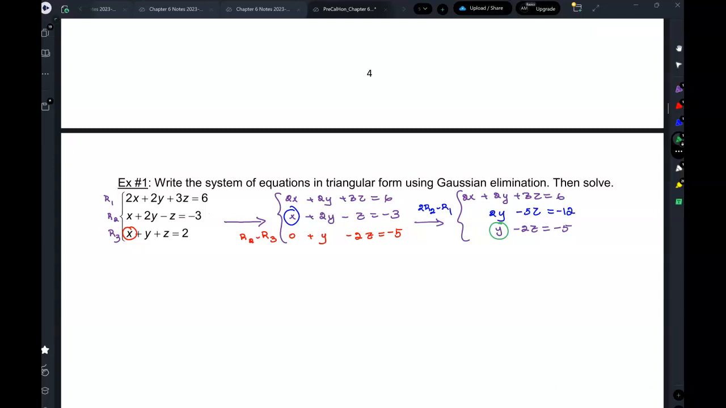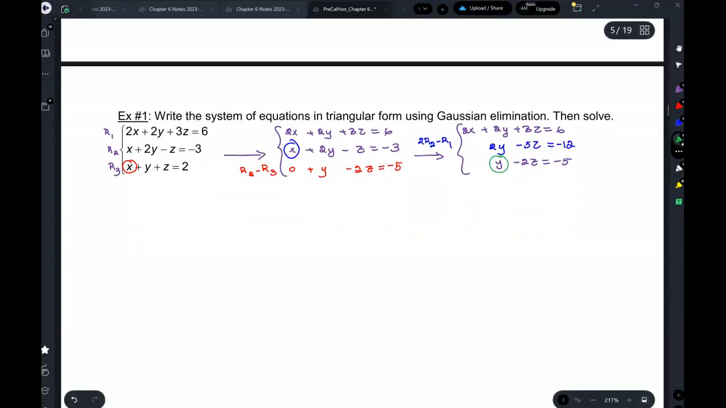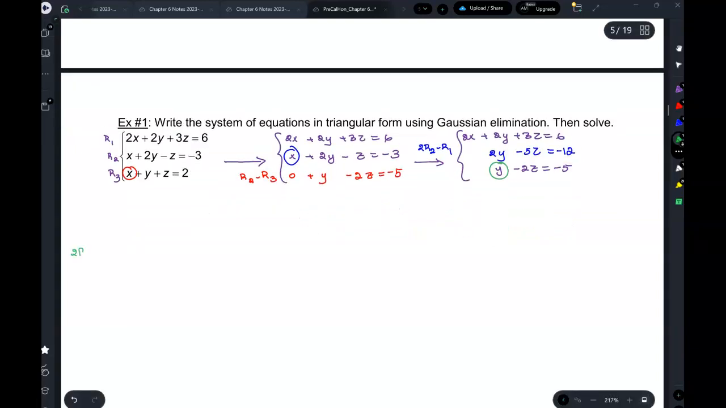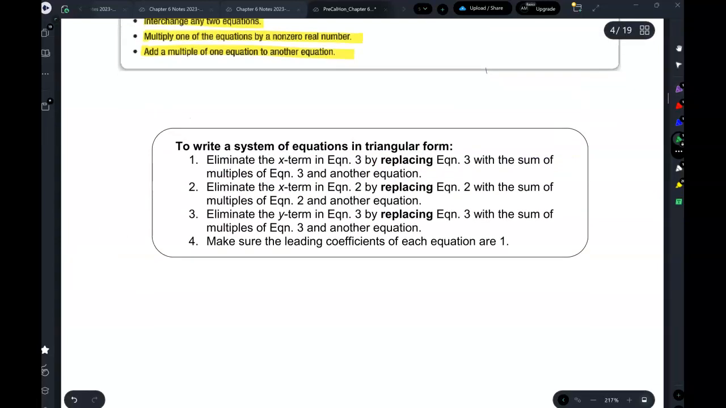Now, if I combine this third row with the first row, that won't work because I will be reintroducing an x term here. So the best thing to do is to combine the second row with the third row in the last step, right? So what are we going to do? What do you guys want to do? 2R3 minus R2.